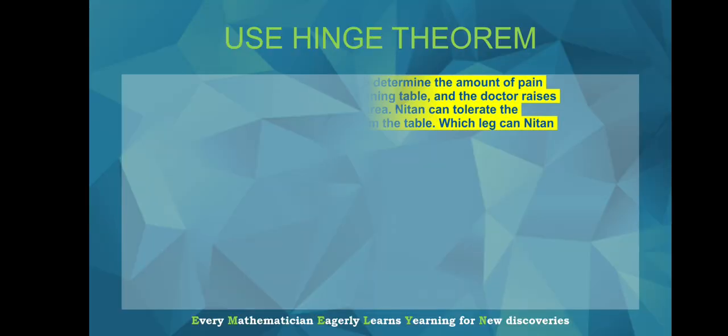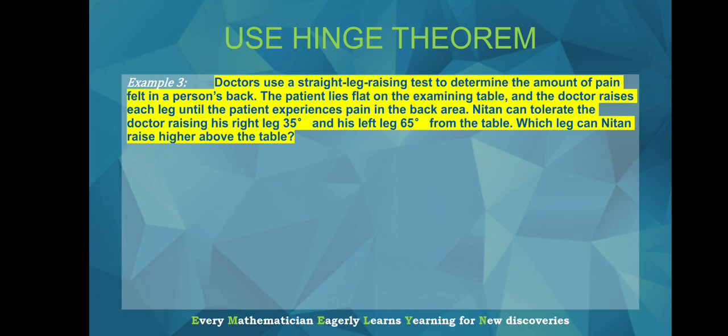Third example, answer the given problem. Doctors use a straight leg raising test to determine the amount of pain felt in a person's back. The patient lies flat on the examining table, and the doctor raises each leg until the patient experiences pain in the back area. Knighton can tolerate the doctor raising his right leg 35 degrees and his left leg 65 degrees from the table. Which leg can Knighton raise higher above the table?